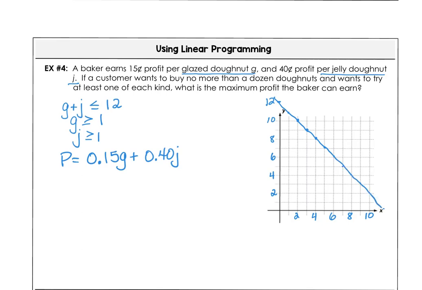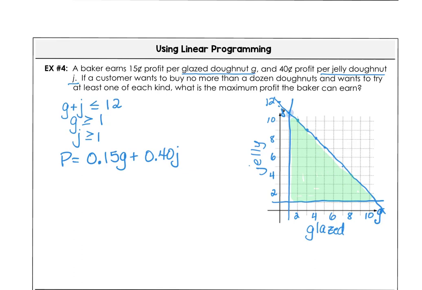And then greater than 1 on the jelly donuts, if jelly is up here, and glazed is our x-axis. So this is the G-axis and this is the J-axis. And greater than 1 along the glazed. So our shading is going to become a triangle inside of here. And then we want the vertices for our feasible region.